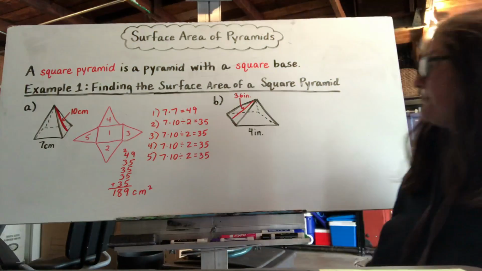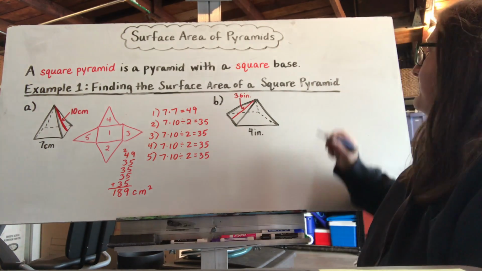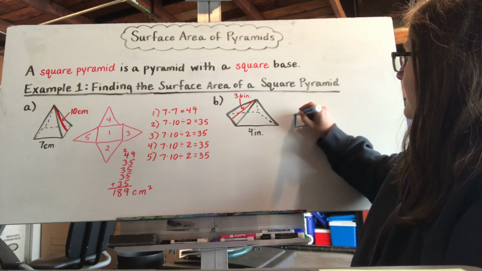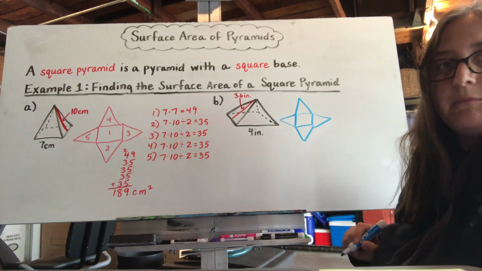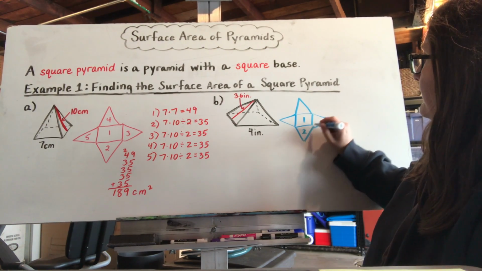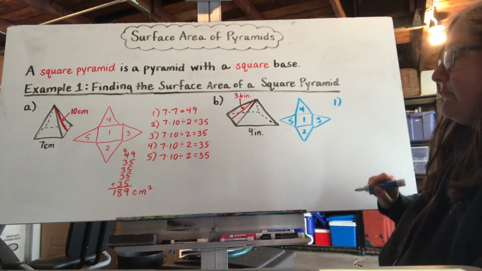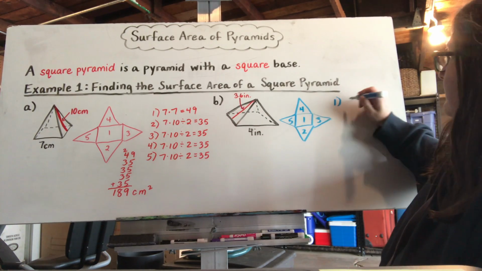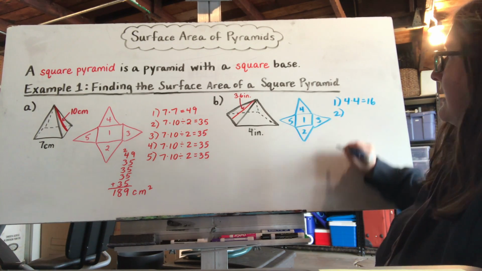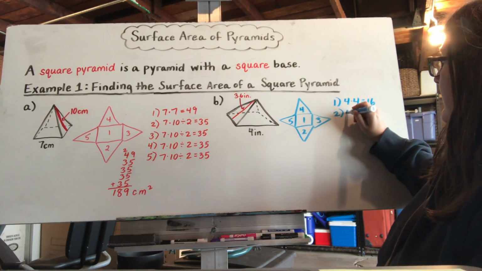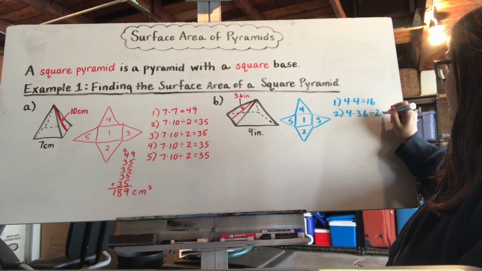Let's try another example. So again, I'm going to draw my net. I have a square in the middle with 4 identical triangles on each side, and I'm going to label them. So first I'm going to find the side of the square. This time the square is a 4 by 4 square, so I'm doing 4 times 4. For one of the triangles, the base is 4 and the height is 3.6, and since it's a triangle, I'm doing base times height divided by 2.